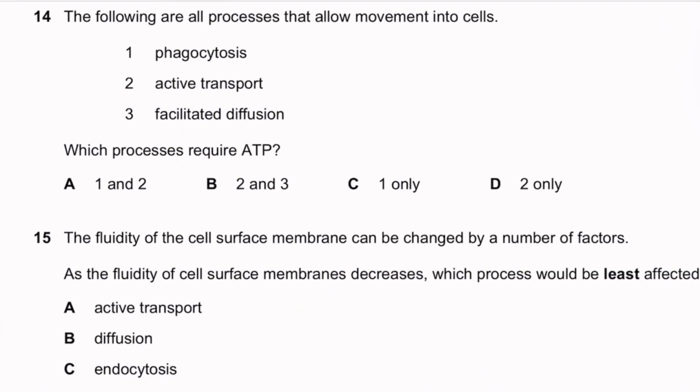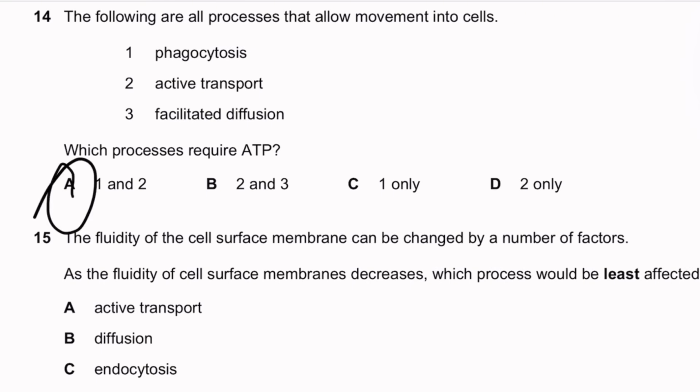The following are all processes that allow movement into cells: phagocytosis, active transport, facilitated diffusion. Which processes require ATP? All these processes, obviously, no. Facilitated diffusion is the only process here that requires no ATP because it's a passive process. Active transport is obviously active, and so is phagocytosis because it's a kind of endocytosis. So 1 and 2.